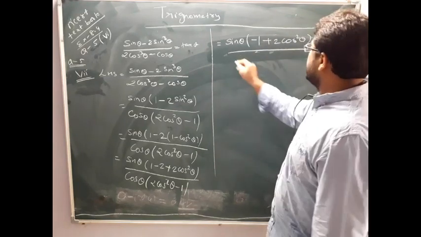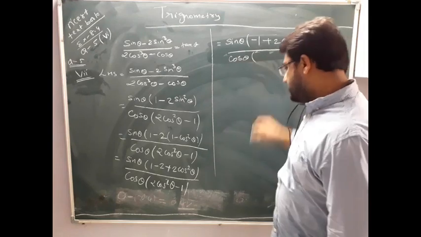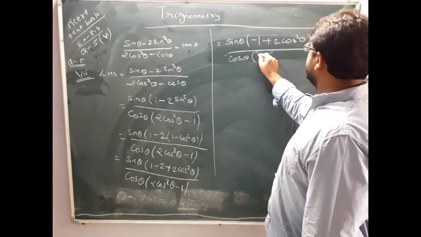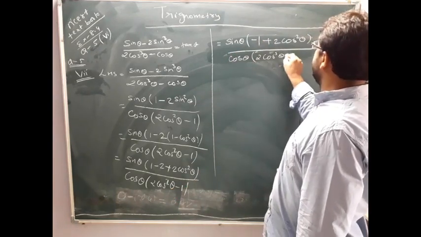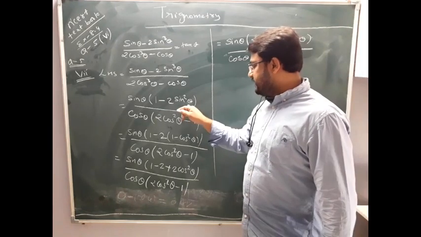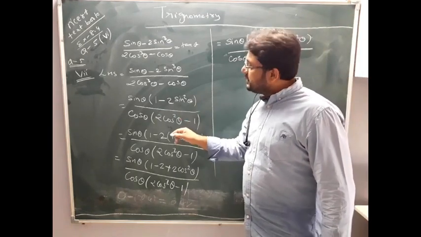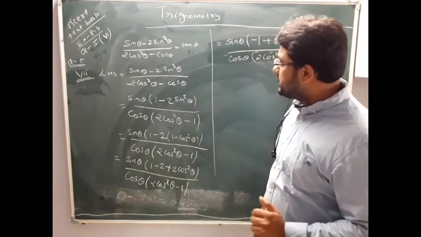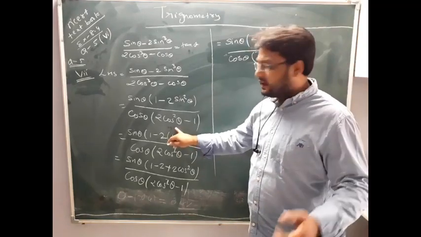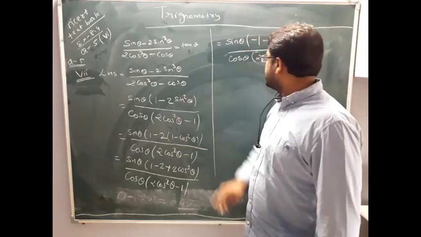So remaining is what here? Cos theta. Here it is 2 cos square theta minus 1. See, I told you, change any one, keep the other as it is. I have changed this sin in terms of cos and I kept cos as it is. The other procedure is, you convert this cos into sine and keep sine as it is.